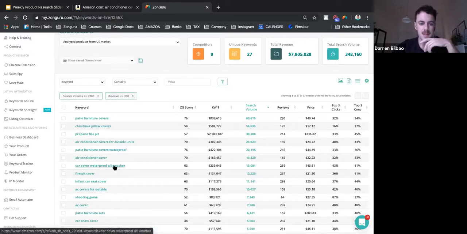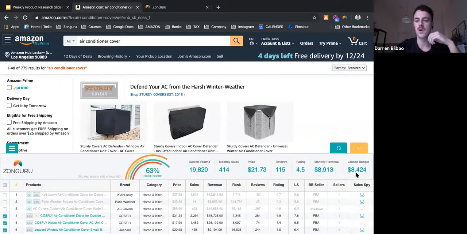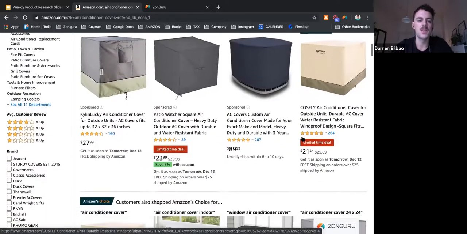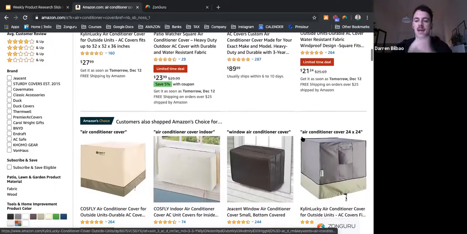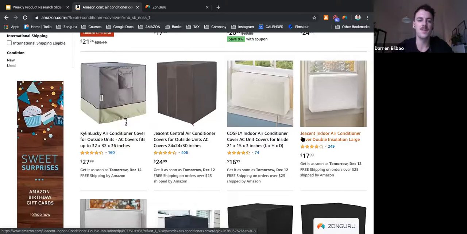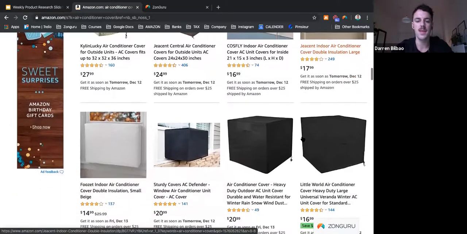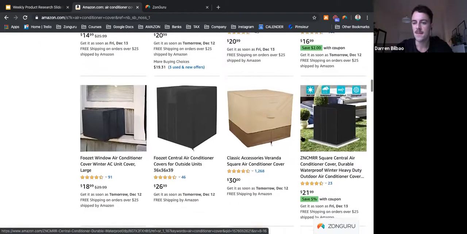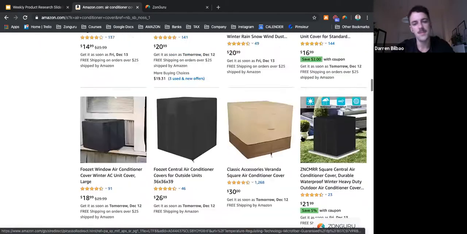So I've already set this up, but you can click on air conditioner cover and it will take you to Amazon.com, where we can have a further look into this niche. So as we look down, we're looking at this product. So it's obviously a cover that goes on your outdoor unit. Looking at it here, try and come up with some ideas on how you could make this product better. And then we'll talk about that a bit later. But for me, they all look pretty bland, but I don't know how exciting you can make a cover.